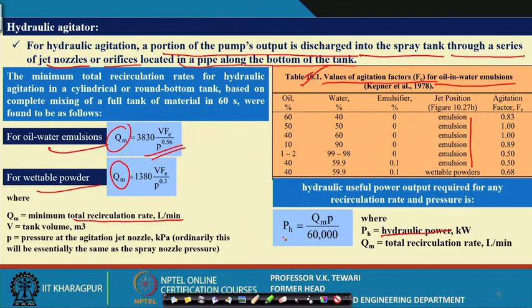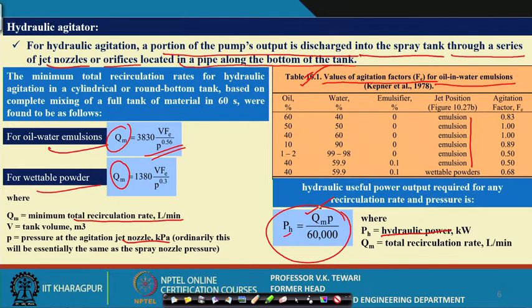In order to find the hydraulic power, you will have to have Q_M, which is nothing but the minimum total circulation rate, and the pressure that you are talking of, the pressure at the agitation nozzles. With these you will be in a position to find out the hydraulic power which will be required.